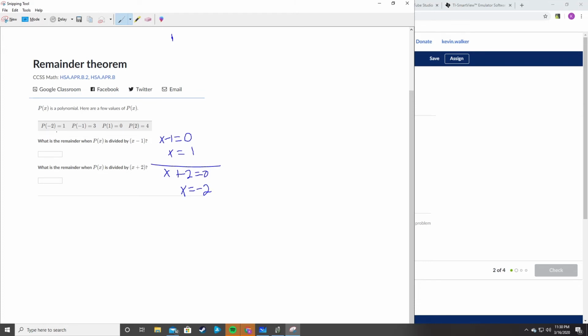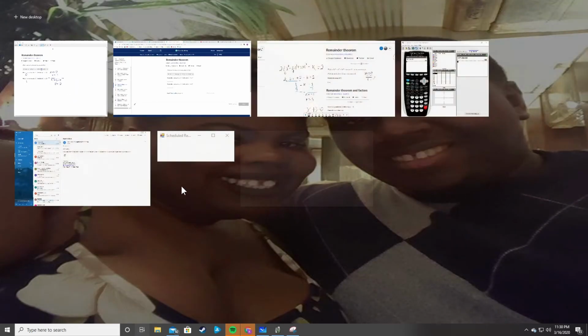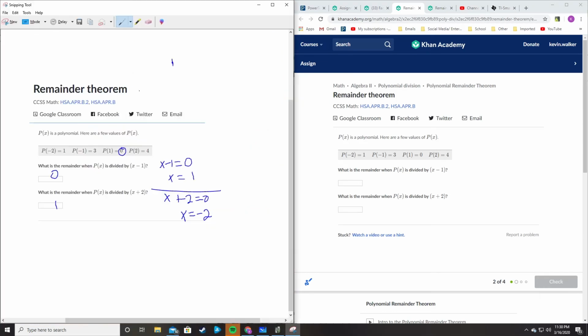So they give us these two values here, our polynomial when we plug 1 in and when we plug negative 2 in. Now we see over here when we plug 1 in, we get 0. So that means that the remainder for this is going to be a big old 0. And then over here, the remainder when we plug x plus 2 in, that's what happens when we plug negative 2 in. We ended up getting a 1. So let's check our math against what we got on Khan Academy. I'm going to snap this to the right, I'm going to snap this to the left so we could check. All right, so we got 0 here, and we got 1 right there, and let's check.